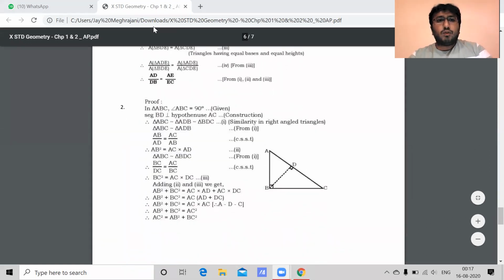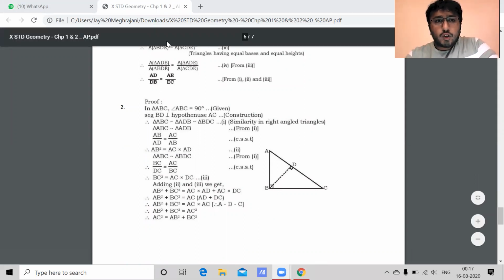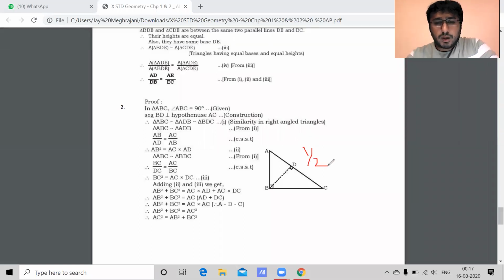Student, next was the proof of Pythagoras theorem. In Pythagoras theorem, you will be having half marks for figure. Okay. Students, please check the given. Given will be in triangle ABC, measure angle ABC is equal to 90 degree. Next heading will be to proof. To proof will be AC square is equal to AB square plus BC square.